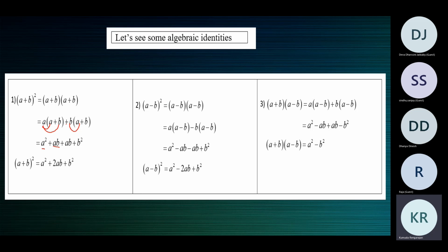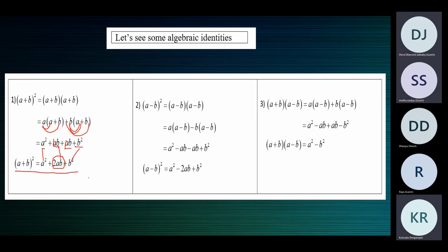So plus B into plus A is plus AB, and B into B is plus B squared. Now this is 1AB, this is 1AB, so it becomes 2AB. 1AB plus 1AB is 2AB. So we have A square, B square and 2AB. So A plus B the whole square is equal to A square plus 2AB plus B square. Is that clear, children? Yes, ma'am. All right.